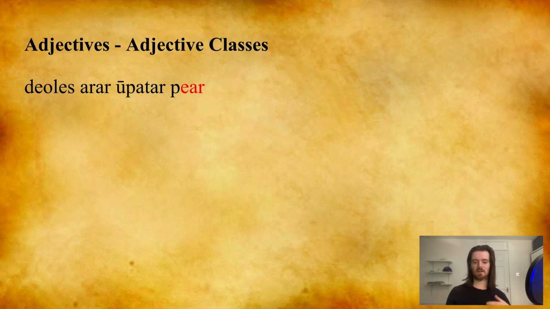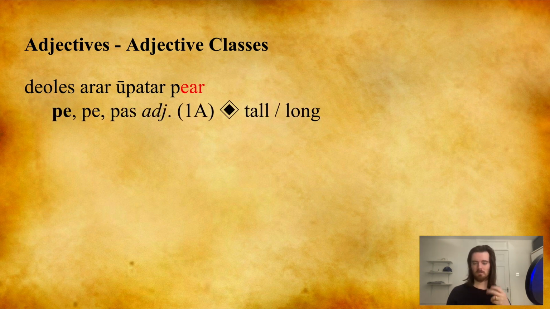An important distinction that should be made as well is that of adjective class. So let's take the sentence deolis araru patar pear. Deolis means I see, arar means the, patar is the accusative singular form of uate, which means person, and pear means tall or long. Pear is the animate accusative singular form of pepe pas, so we take our neuter, pas, we remove as, and we add the animate accusative singular ending ar.